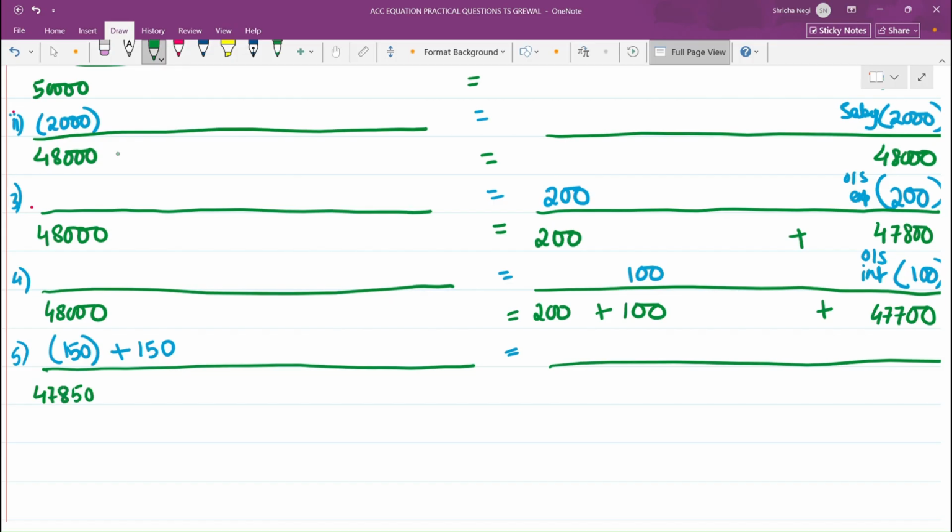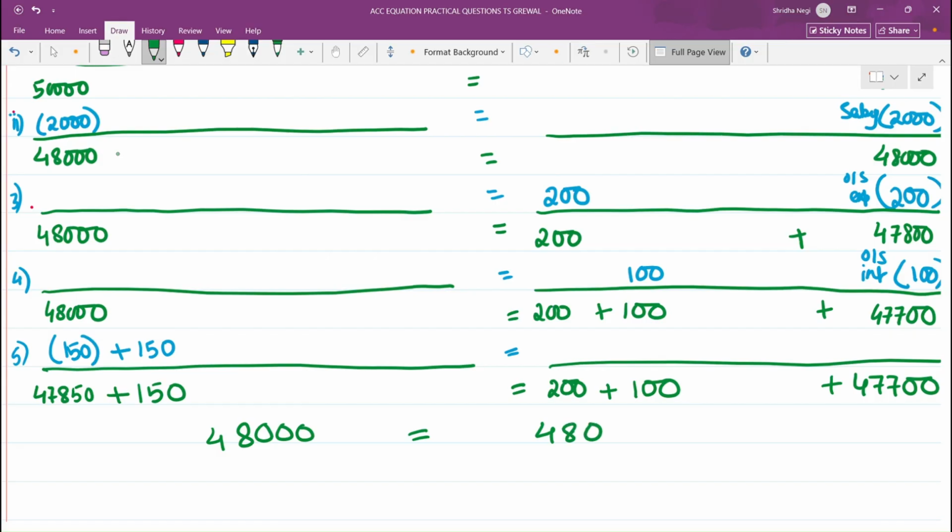47,850 plus your 150 rupees, that is your prepaid rent, is equal to 200 is your outstanding wages, 100 is your outstanding interest, and your capital account is 47,700. So let's do the totaling. Here 8 9, so this will be 48,000. This is again 48,000 total, so 200 plus 100 plus 47,700. So your LHS is equal to your RHS.